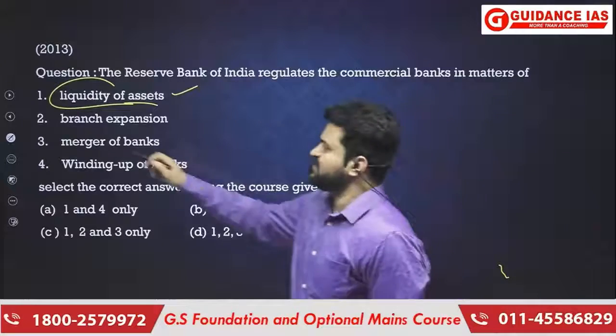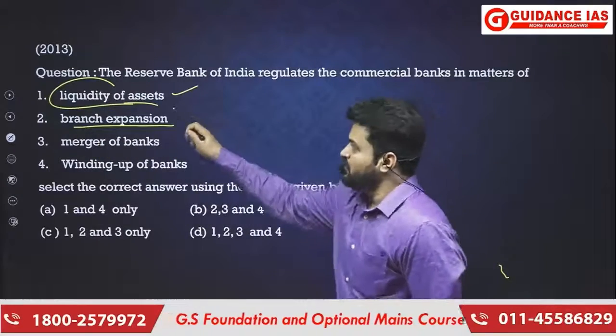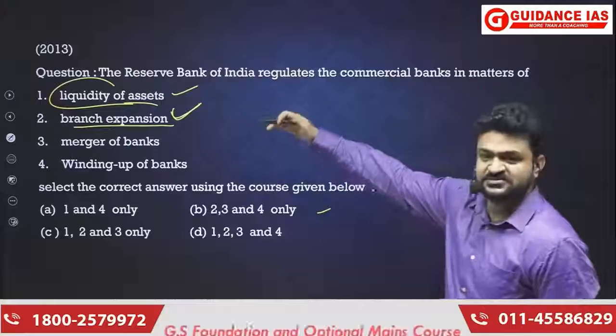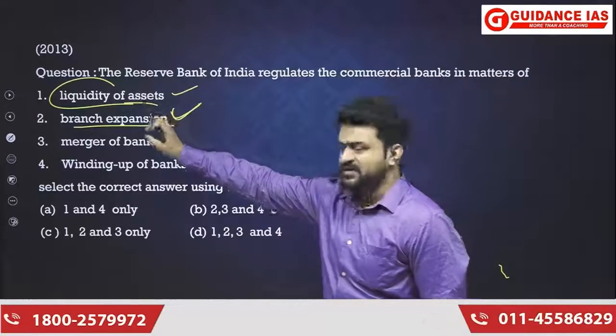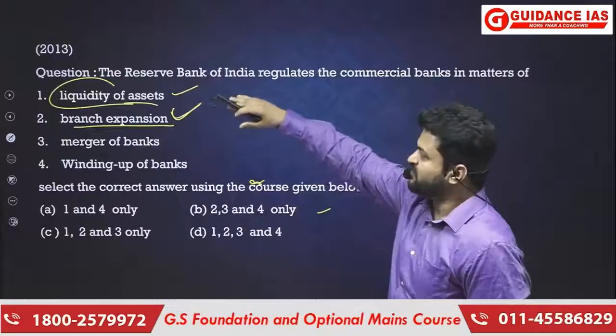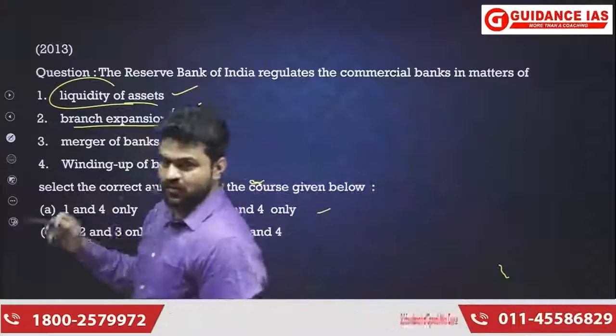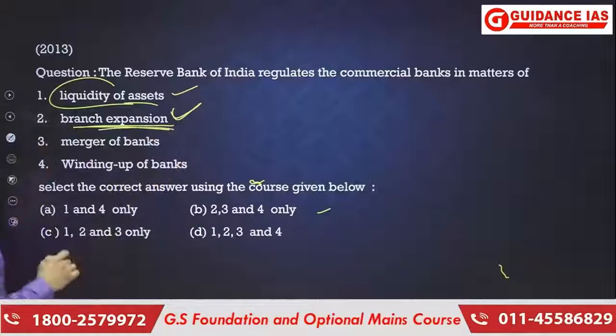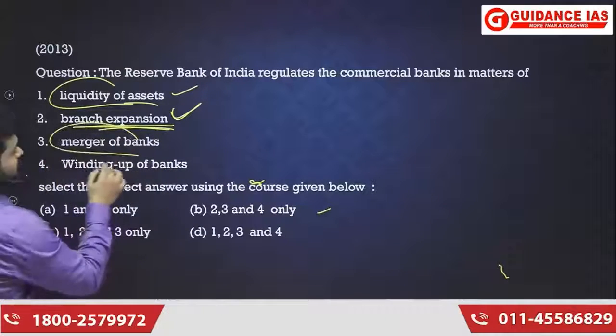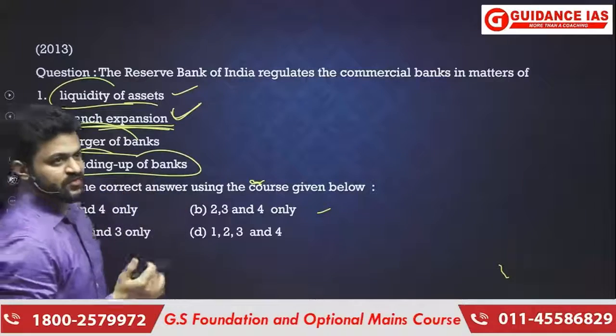Then we saw that it is going to oversee branch expansion also, because RBI is going to oversee whether the banks are adequately capitalized or not, whether they are capable of expanding or not. That is something which is going to be decided by RBI only. Then mergers of banks, winding up of banks, so mergers, acquisitions.